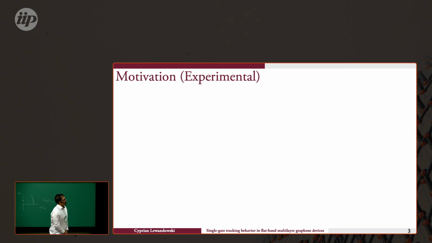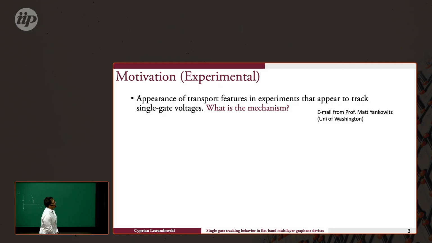So this whole project began with an email from Matt, who asked me, Cyprian: in a large set of our data, what I actually see is the appearance of regions that are controlled only by a single gate voltage, despite the system being in a dual gate geometry.